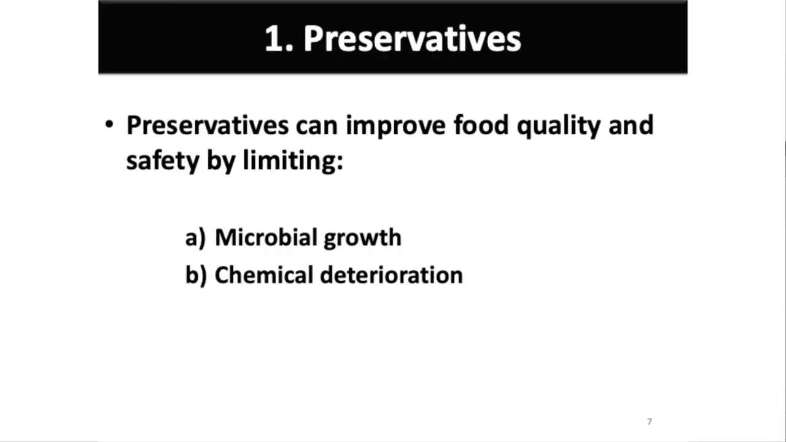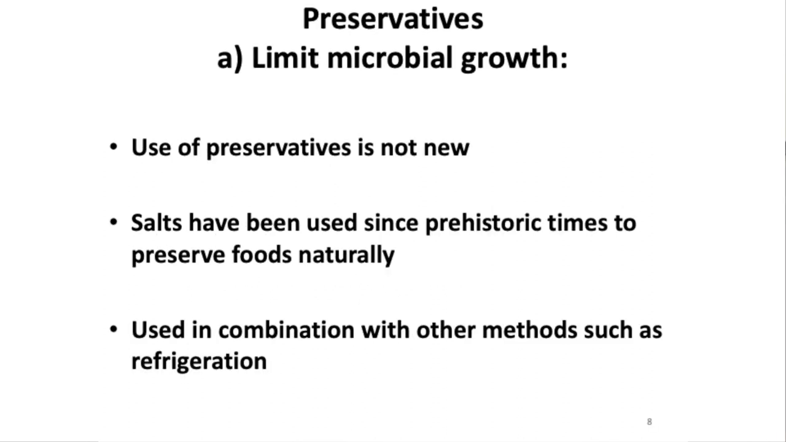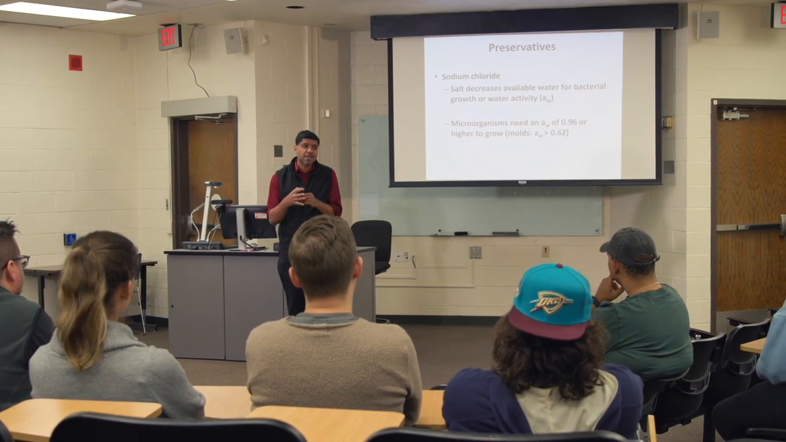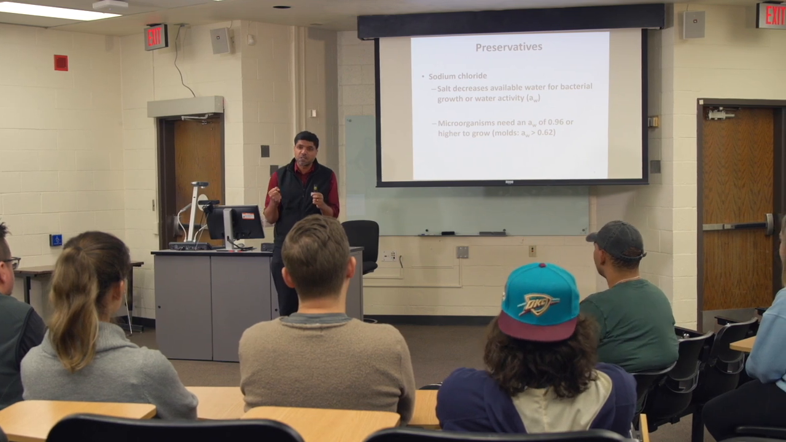And the second one, chemical. We'll talk in a minute about what is a chemical. And the third one, enzymatic. So the first one, salt. If you look anecdotally, years back, people realized when you add salt, you can keep food for a longer time. How salt acts as a preservative, not many people know.